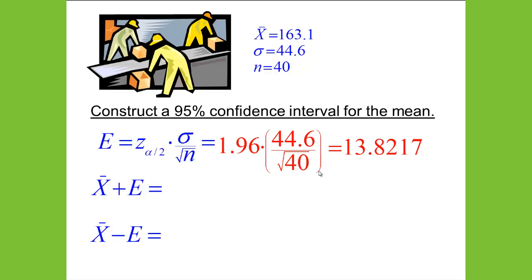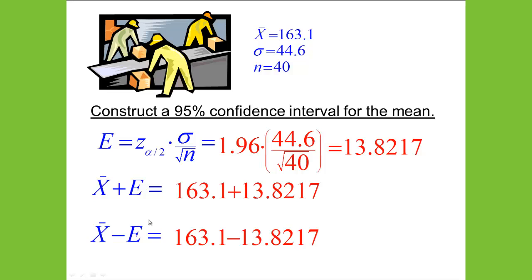That is how far out, or the distance between our sample mean and the tail is. Then we add and subtract that distance to find our upper and lower confidence limits: X bar plus the error and X bar minus the error. So that would be 163.1 plus 13.8217 and 163.1 minus 13.8217.